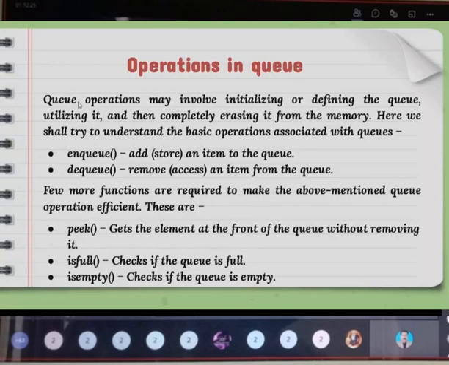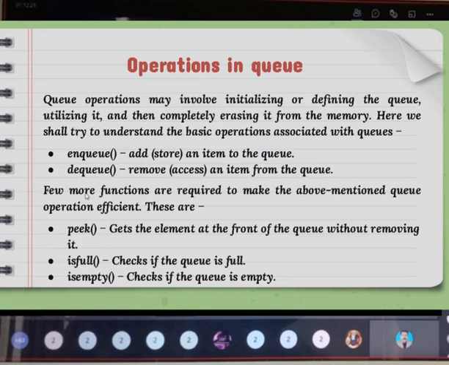The operation process involves initializing and defining a queue. Initializing means creating a queue, and there is also the complexity of erasing this structure's memory. Then come all the basic operations, that is enqueue and dequeue. As we saw in the previous slide, enqueue means adding an element to the queue, and dequeue means removing an element from the queue.